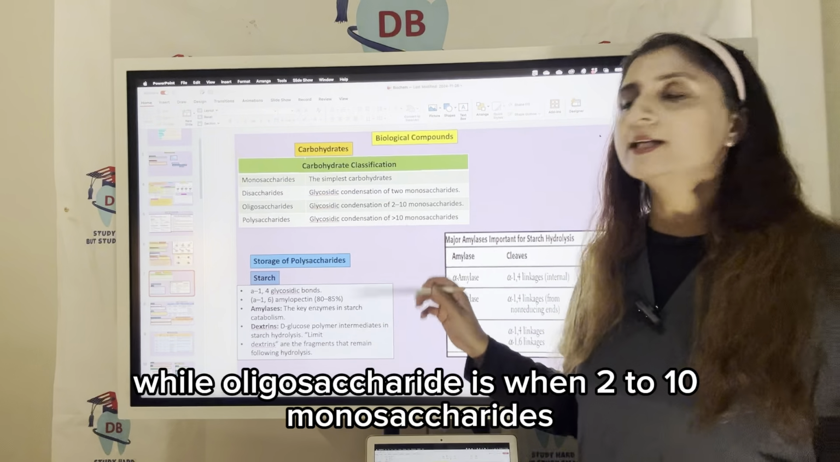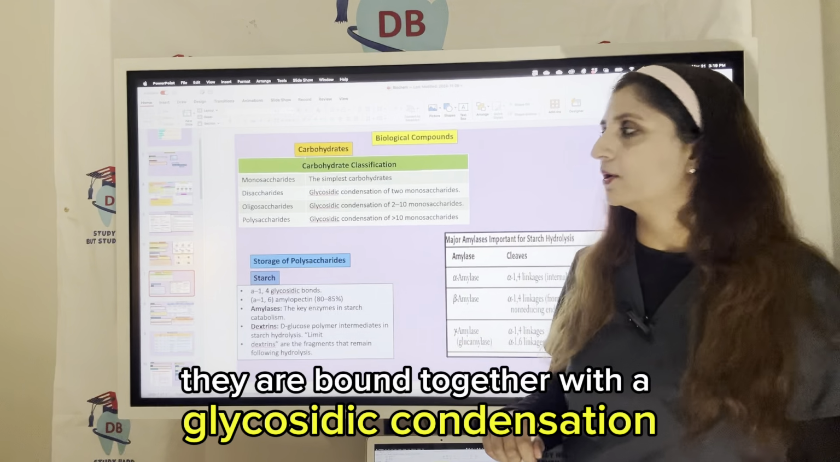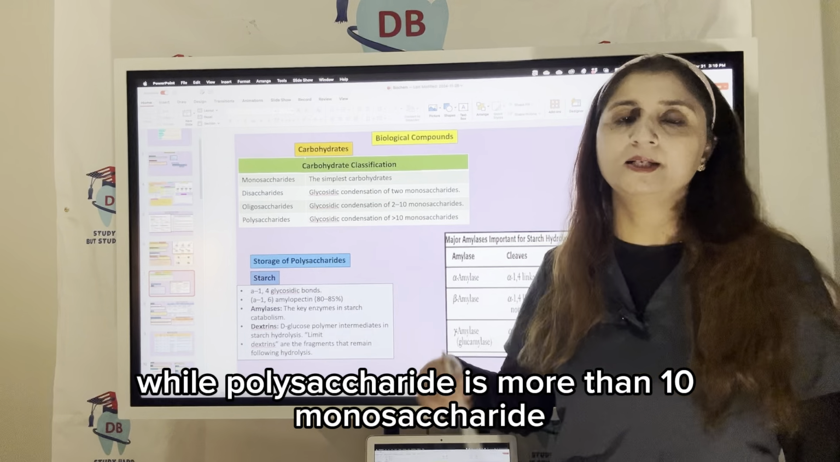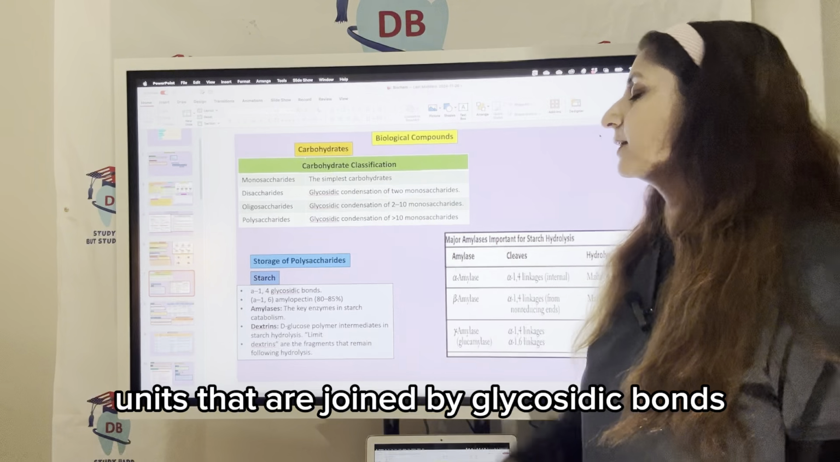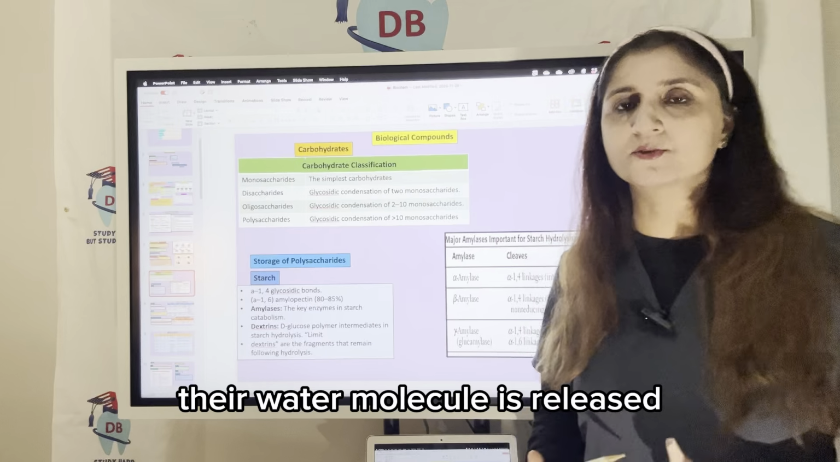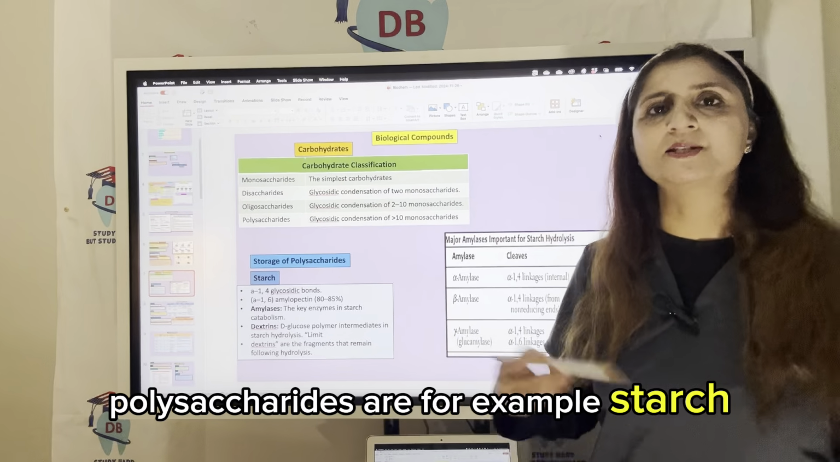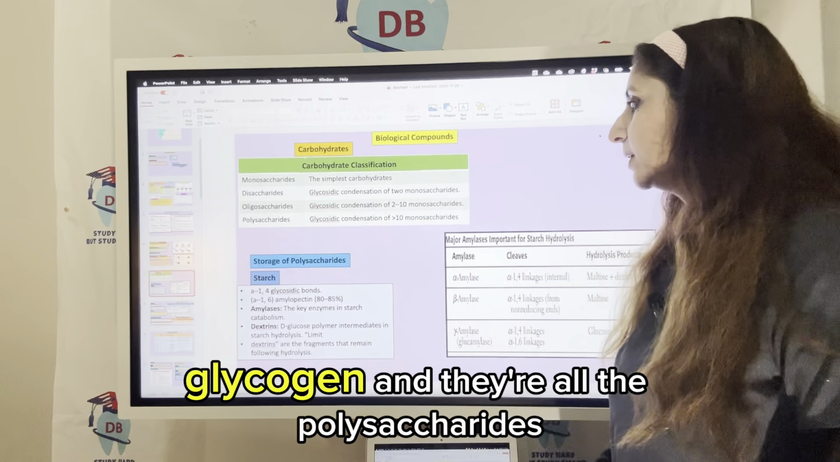While oligosaccharide is when 2 to 10 monosaccharides are bound together with glycosidic bonds, polysaccharide is more than 10 monosaccharide units that are joined by glycosidic bonds. So when glycosidic bonds are formed, a water molecule is released. That's why it is called a condensation reaction. Polysaccharides are, for example, starch, glycogen.